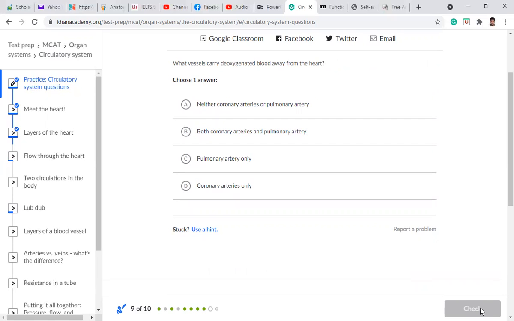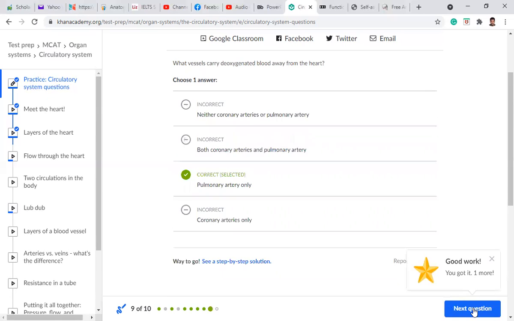What vessel carries deoxygenated blood away from the heart? Deoxygenated blood away from the heart. The pulmonary artery. The pulmonary artery, the only artery that carries deoxygenated blood.